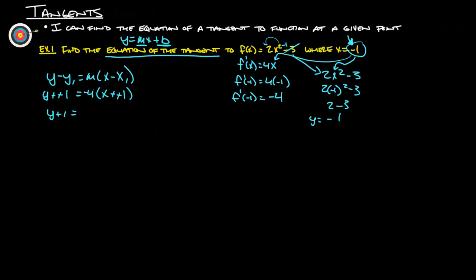Y plus 1 equals, distribute this -4 to both parts. A lot of people forget to distribute it to the second piece over here. So -4 times x is -4x, and -4 times 1 is -4. Subtract 1 from both sides, and we get y equals -4x minus 5. That is the equation of the tangent to this equation when x is -1.